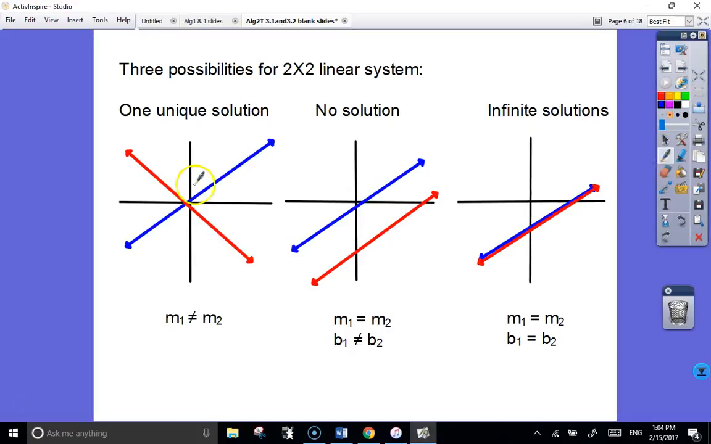Right, so we spend most of our time trying to figure out that one point. Where do they intersect?